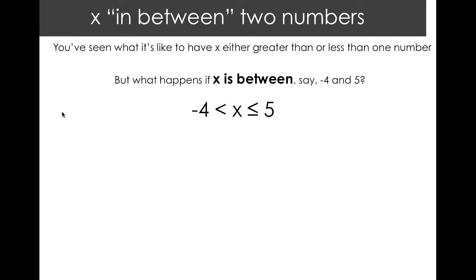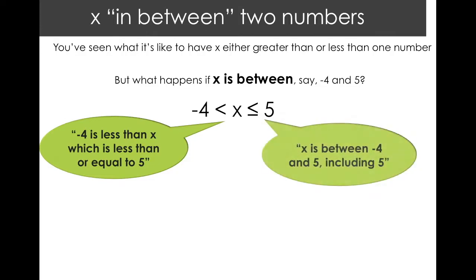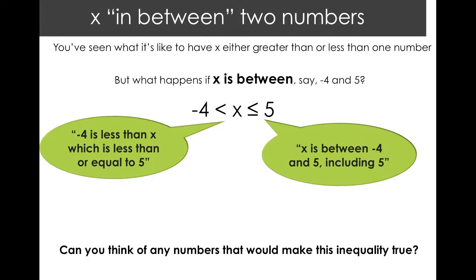Okay, and so in here I'm just letting you guys know what this means. So -4 is less than x, which is less than or equal to 5. Also known as x is between -4 and 5. Don't forget, it's including the 5 because of this line underneath. Can you think of any numbers that would make this inequality true? Well, I can think of a few. I can think of like -3, -2, -1, 0, 0.5, 1.5, 1.75, and 5 even because it's included.